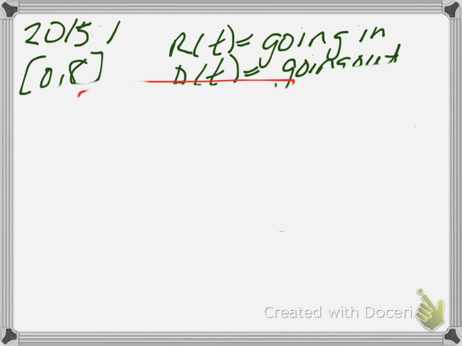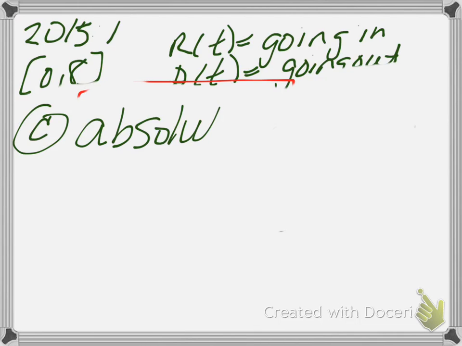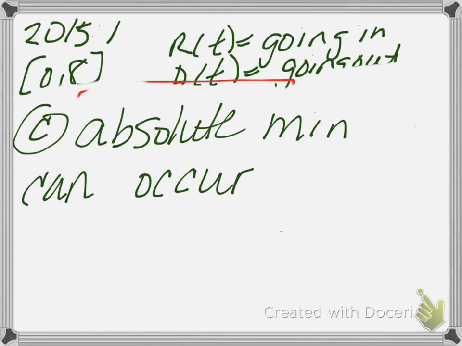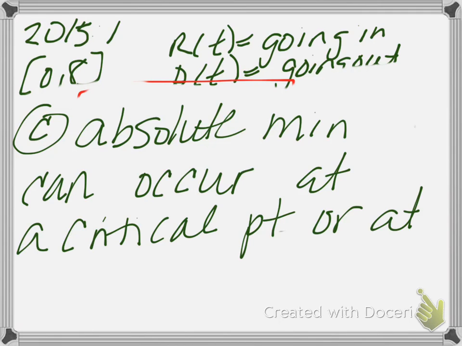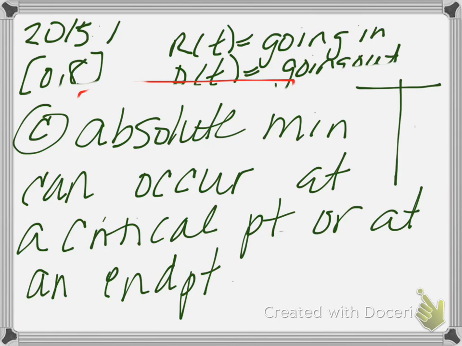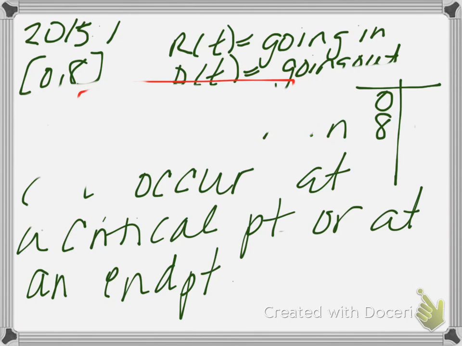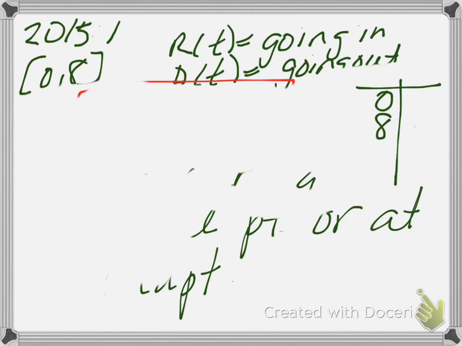Now we're up to part C. Part C is saying, when is the water at a minimum? That means we're looking for an absolute minimum. An absolute min can occur at a critical point or at an endpoint. You should be writing this down. Our endpoints are 0 and 8, so let's make a little chart. We're going to find out what happens at 0, what happens at 8, and then we're going to see if there's any critical points. Let me erase this. So let's do 0 and 8 first, and then we're going to look for critical points.